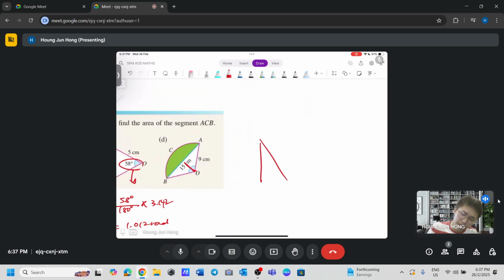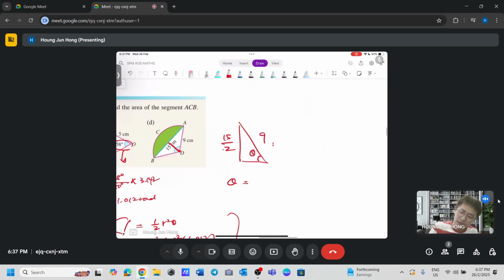But again, not hard to find the angle. This is 15, this is 15, 9, and then 15 divided by 2, right? And you have to find the angle here. So what is this angle? Again, same thing, sine equals opposite over hypotenuse. Solve for theta: sine inverse of this whole thing, which is given to you, 56 degrees 27 minutes.